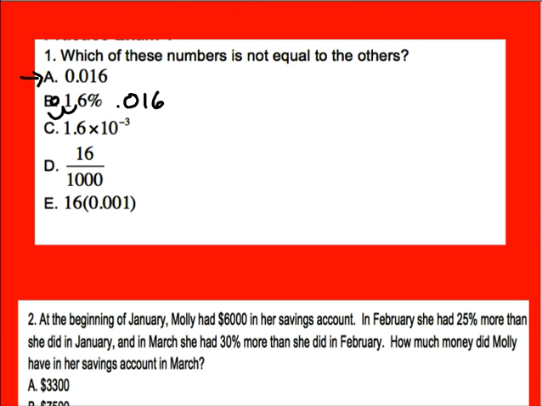C, in scientific notation, you have a 10 to the negative third. So that means I have to move the decimal place over 3 times: 1, 2, 3. So I have 0.0016. So I'm already pretty convinced C has to be the answer. C has to be the one that's not the same. However, it's always a good idea to check the others still. So 16 divided by 1,000 is 0.016. 16 times 0.001, again 0.016. So in checking the others, we were correct that the answer is C.